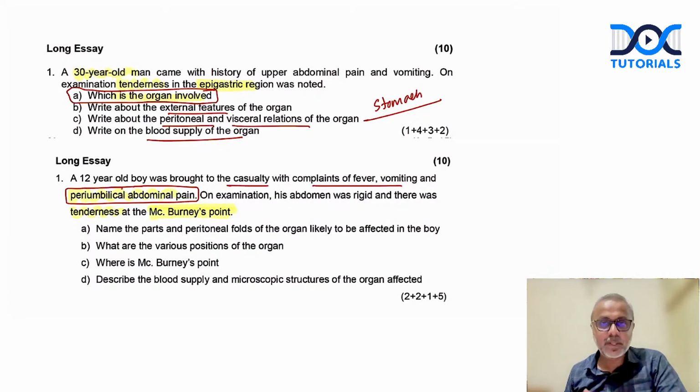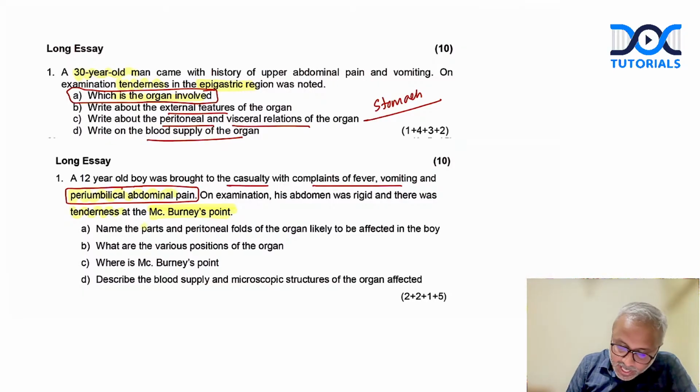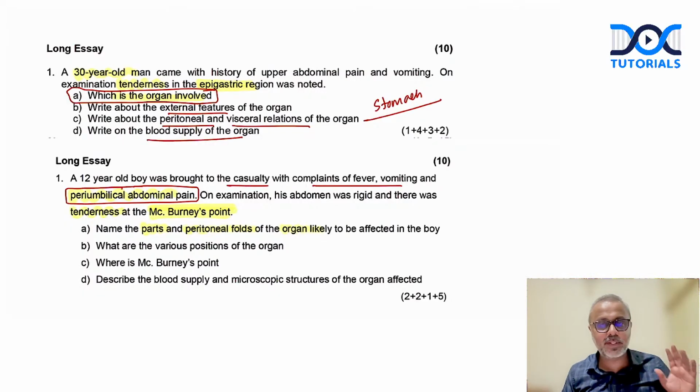Right? McBurney's point. Now, name the parts and peritoneal folds of the organ likely to be affected in this boy. Organ affected is what? Vermiform appendix. You need to talk about its parts: base, then we have the body, then we have the tip.